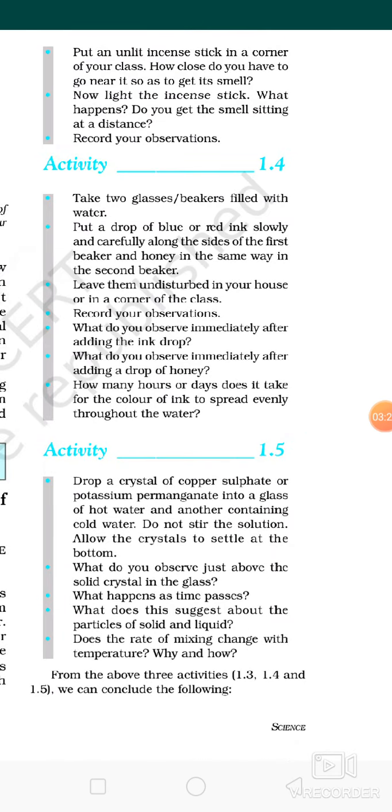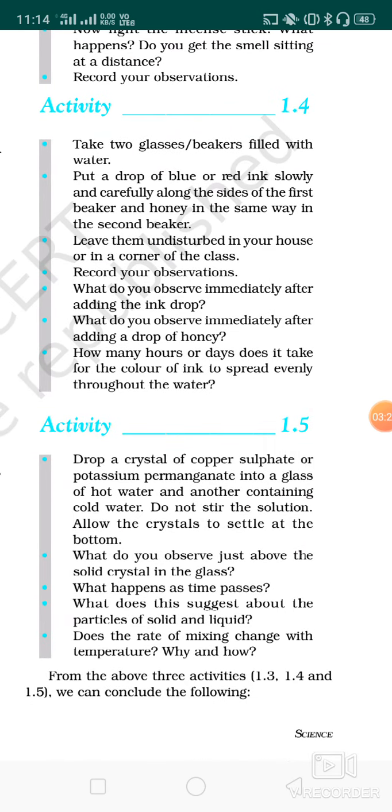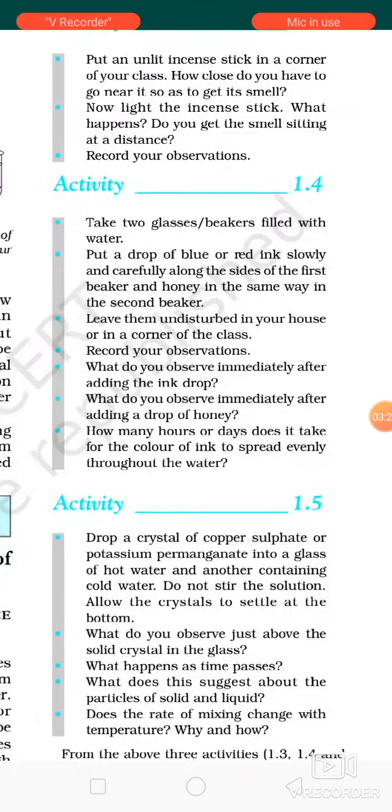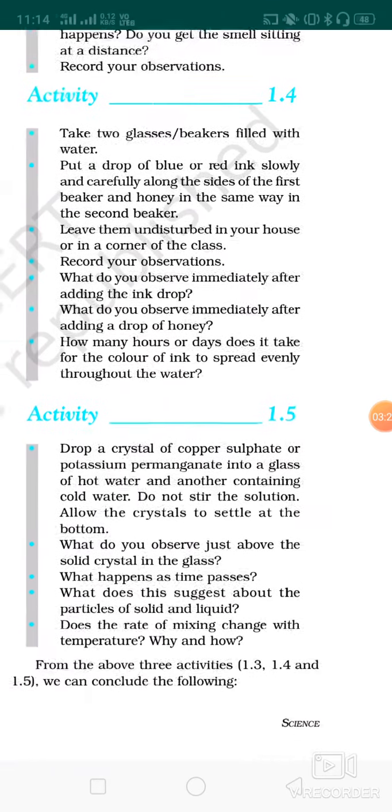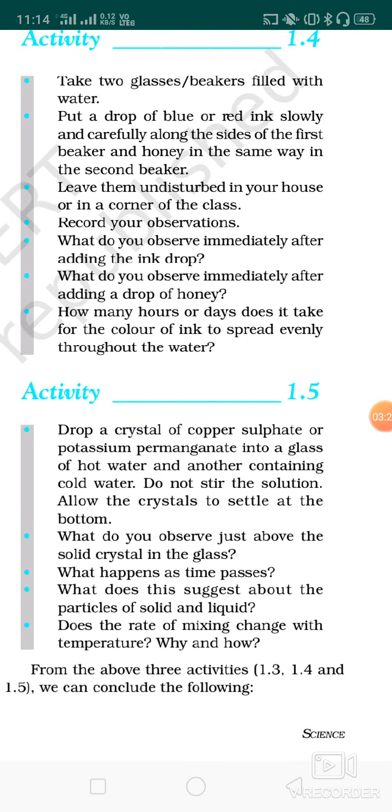One more activity we can perform to understand this characteristic, that particles of matter are continuously moving. We can drop a crystal of copper sulfate or potassium permanganate into a glass of hot water and another containing cold water.